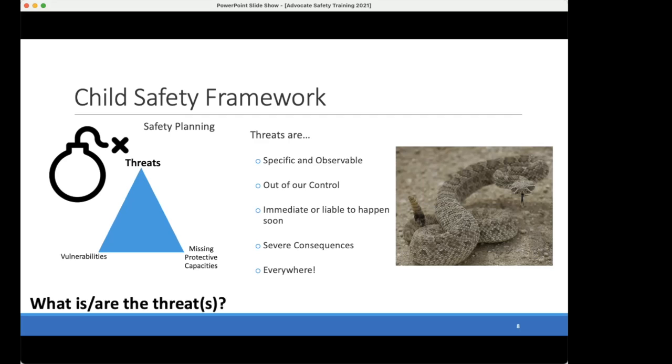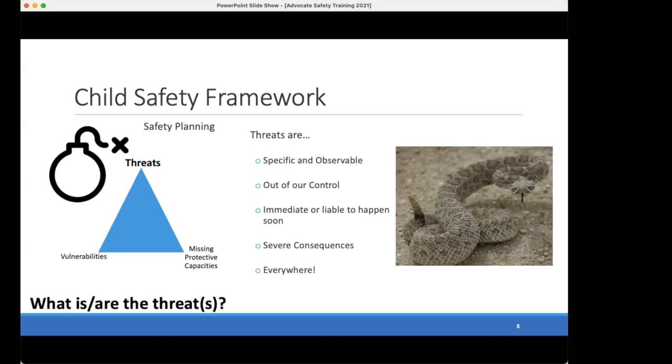All right, I'm using my safety threat analysis. Is this snake specific and observable? Yep, it is right there in front of me. It's a very tangible thing. I can see it. Is it out of my control? I don't control what that snake is going to do. Is it immediate or liable to happen soon? I don't know that much about snakes, but I do know that thing looks coiled and the rattler is up. Something's going to happen. It is immediate or liable to happen soon. And there are severe consequences. Are there severe consequences? Yeah, if that snake bites me or that 10-year-old that I'm walking with, that's severe.